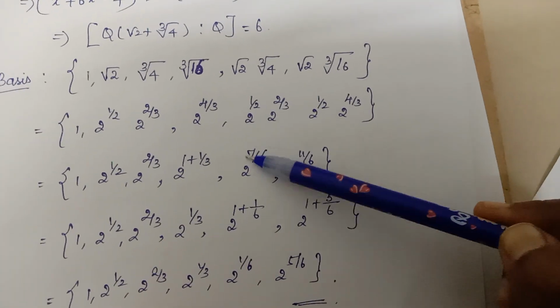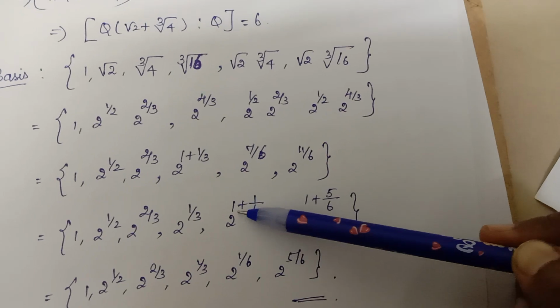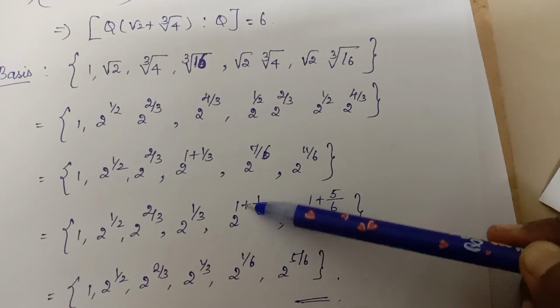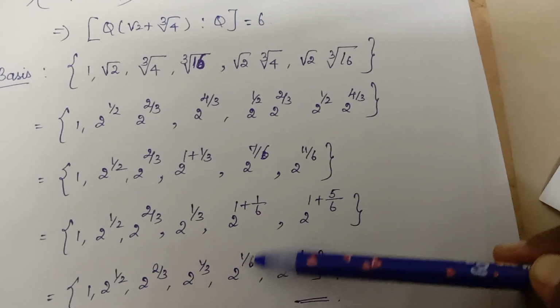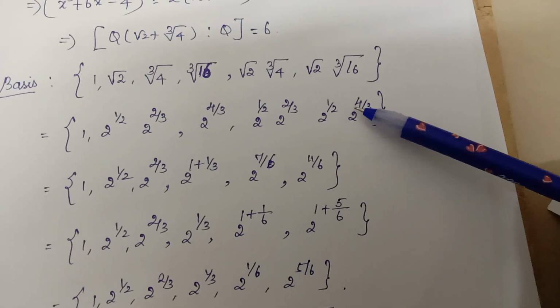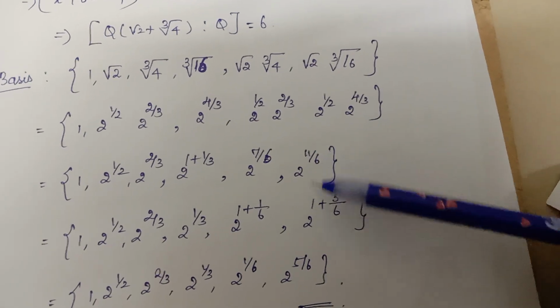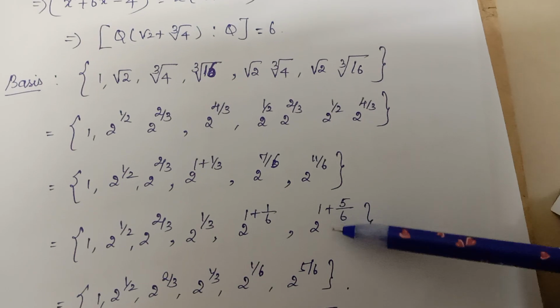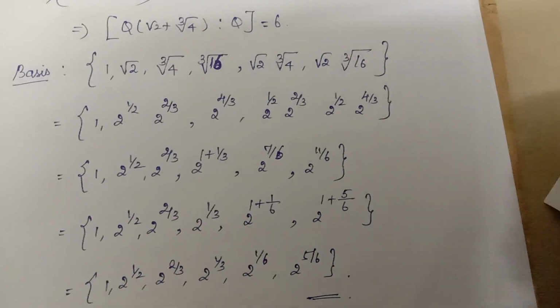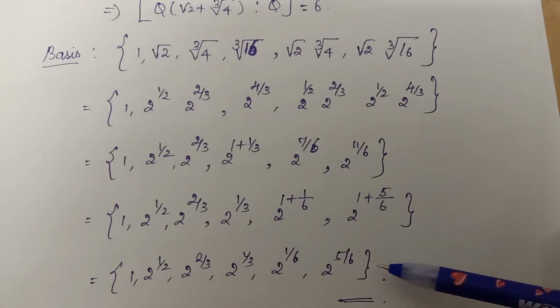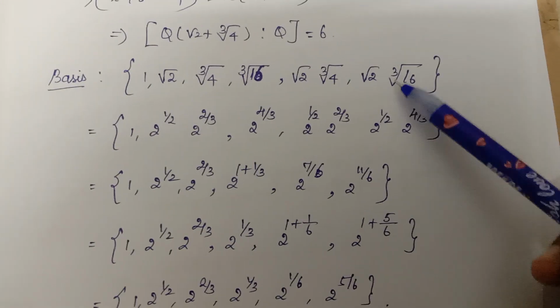And similarly this is 2 power 7 by 6, which I can write as 1 plus 1 by 6. So this is simply 2 power 1 by 6. The basis element will be simply 2 power 1 by 6. And similarly here it is 2 power 11 by 6, which is 2 power 1 plus 5 by 6, which is simply 2 power 5 by 6. That is, if you want to write purely the basis elements, you proceed up to this. Otherwise, you can stop here.